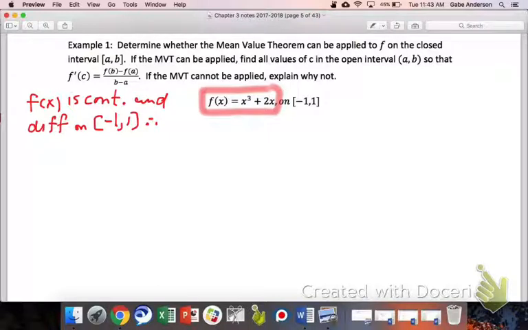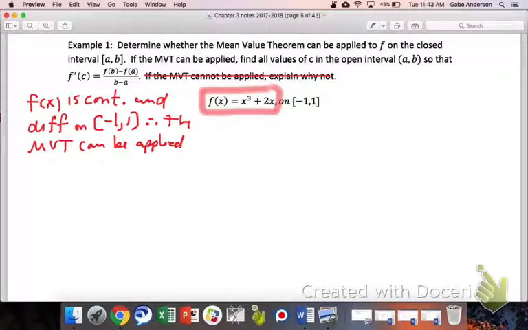Therefore, the MVT can be applied. You want to make sure you make note of that. It's an important condition, because without that, we really can't use the MVT. So write that down, and now we can use the MVT. So if the MVT can be applied, we want to find all the values of C in the open interval. If the MVT cannot be applied, explain why not. Well, we don't have to do that part because we already know that it does apply.